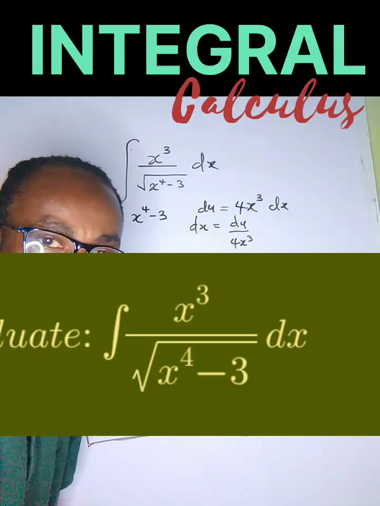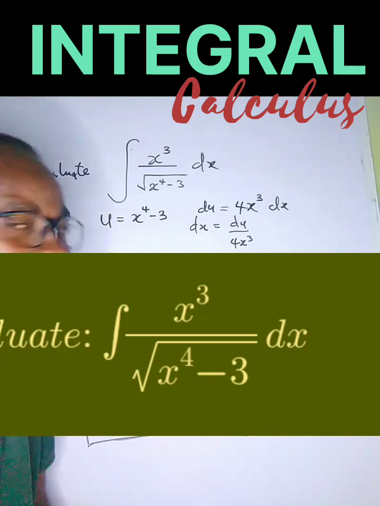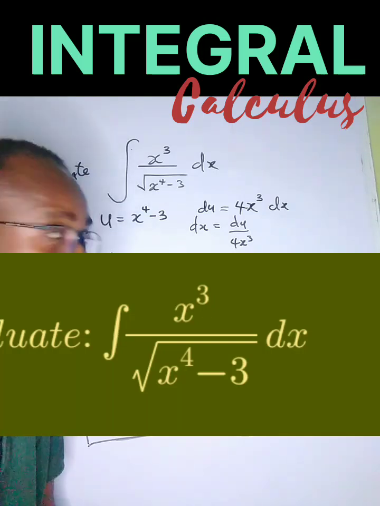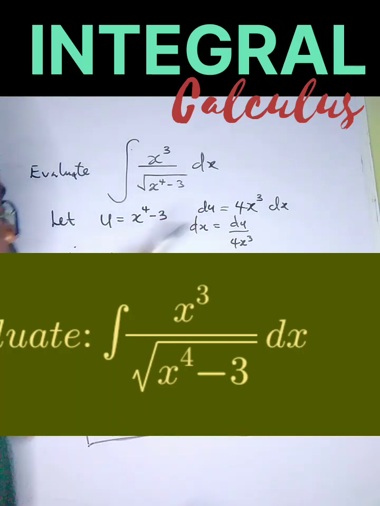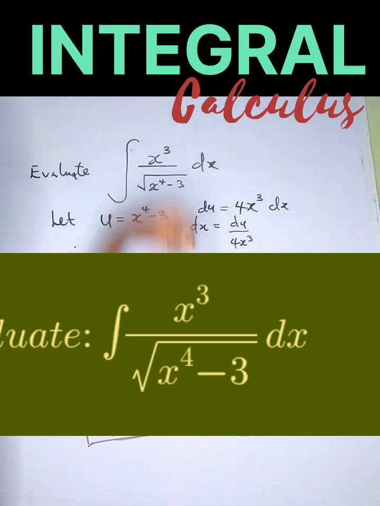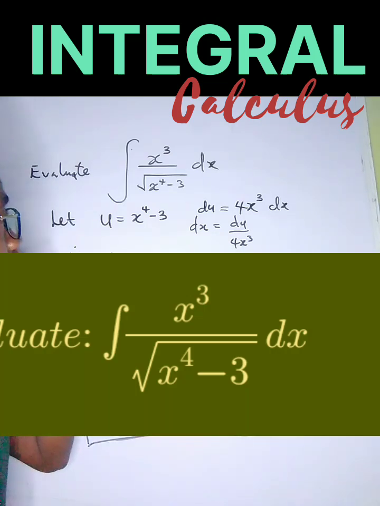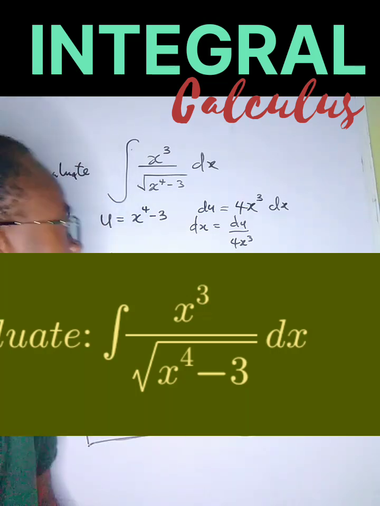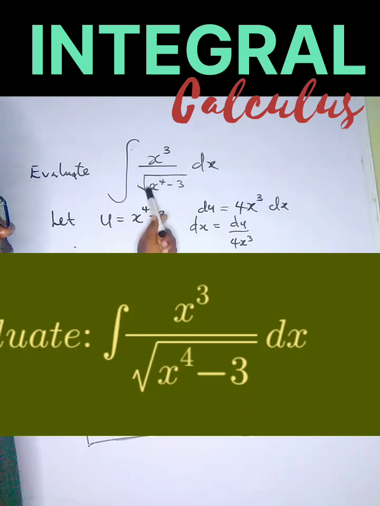Now today we are going to see how to evaluate this integral problem, which says the integral of x cubed divided by the root of x to the power 4 minus 3, dx. Now the first thing we are going to do is to substitute for this function inside this root sign. So we are going to say let u be equal to this function here, x to the power 4 minus 3, and then after that we are going to differentiate.